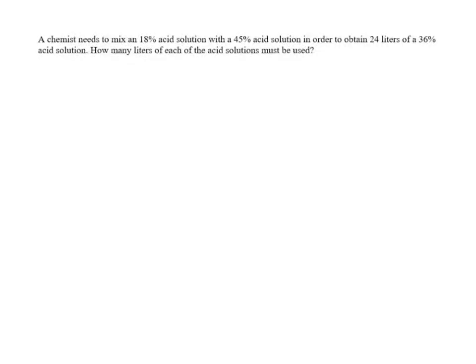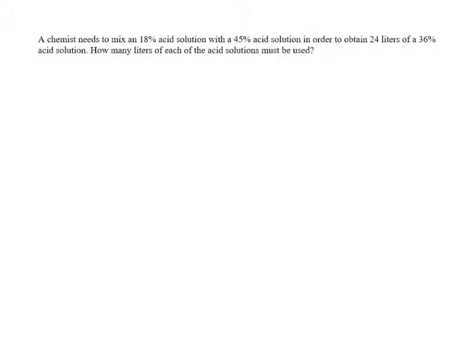A chemist needs to mix an 18% acid solution with a 45% acid solution in order to obtain 24 liters of a 36% acid solution. How many liters of each of the acid solutions must be used?